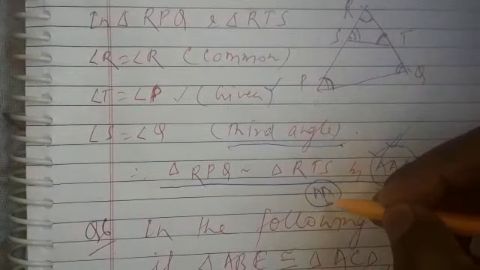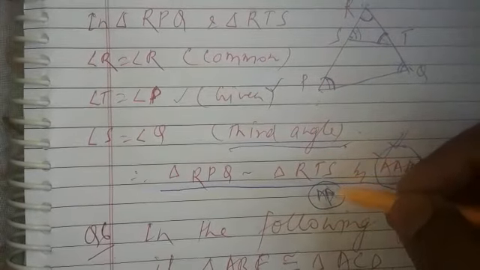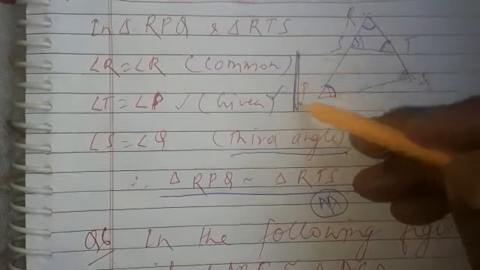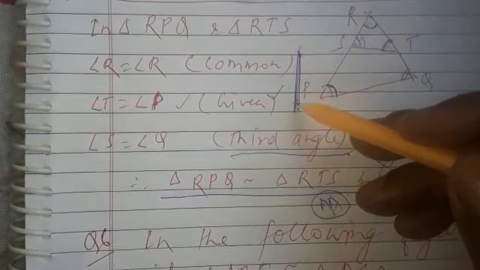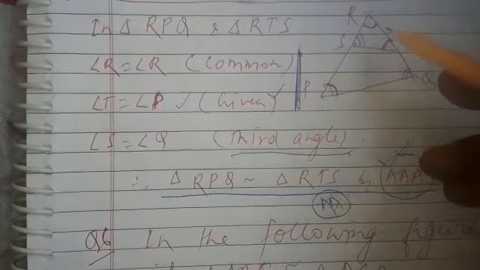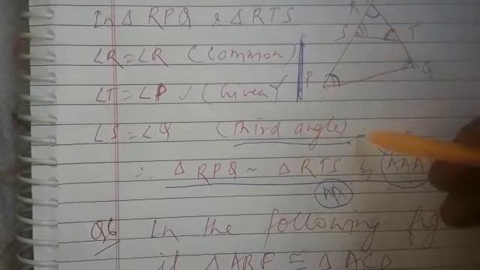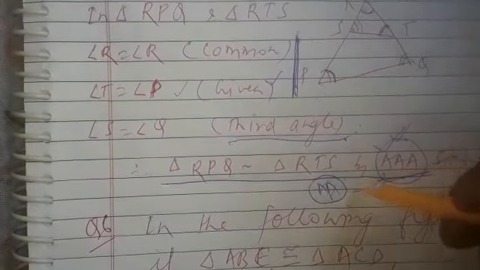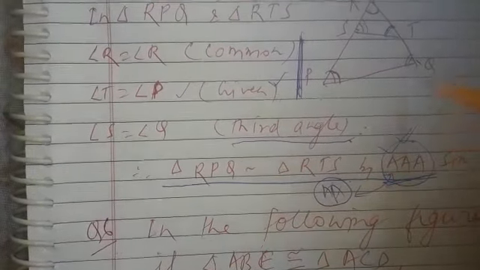AA similarity also. If you try to solve it using these two angles only, you can do so, because it is clear to the examiner also that the third angles of both the triangles are automatically equal to each other. So AAA similarity can be represented as AA similarity also.